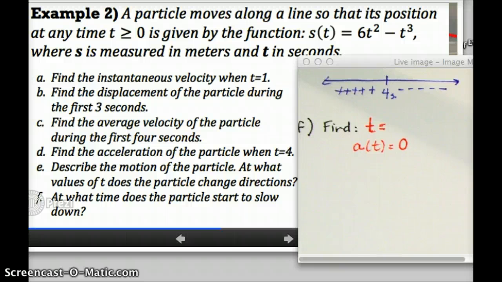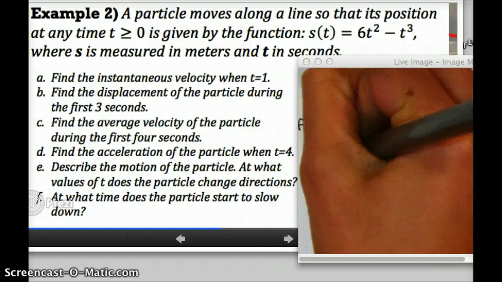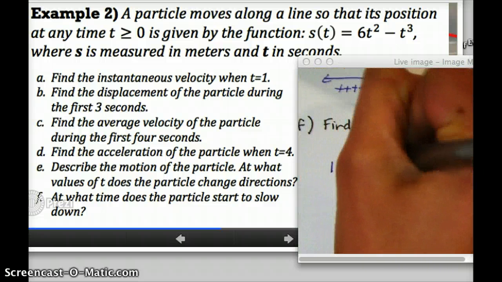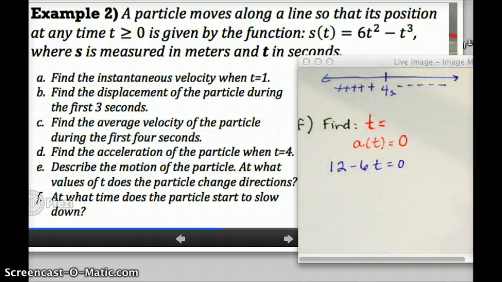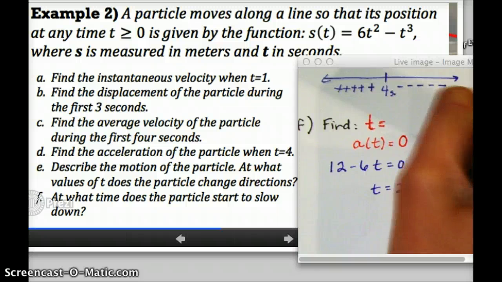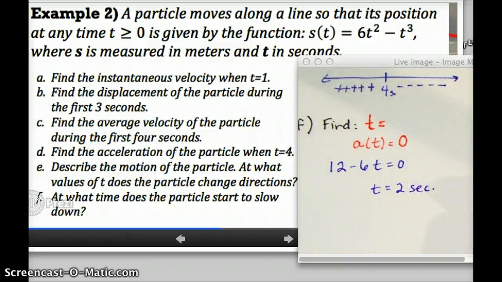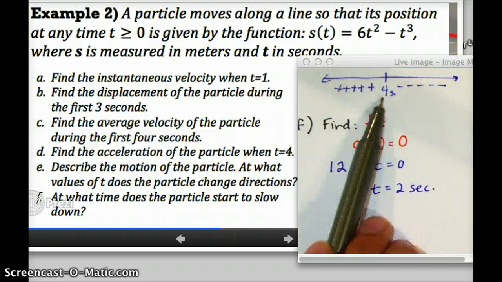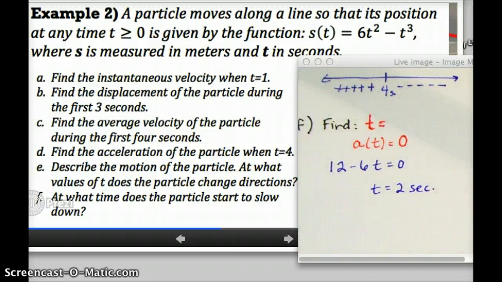So we've already got the acceleration equation. We calculated that back in part D, and it was 12 minus 6t. We set that equal to 0, and then solving for t is very easy. And it turns out the answer is at 2 seconds. At 2 seconds, it starts slowing down. At 4 seconds, it actually stops and turns around.